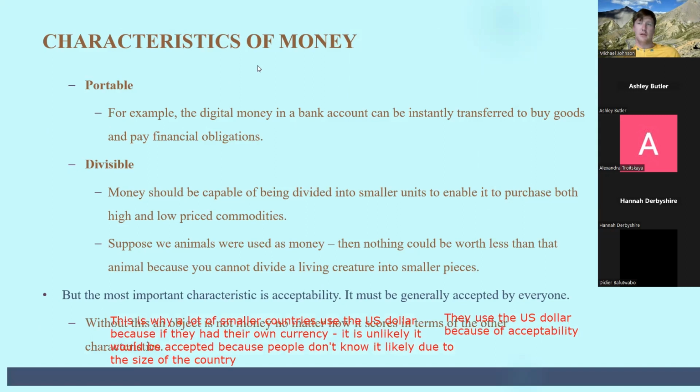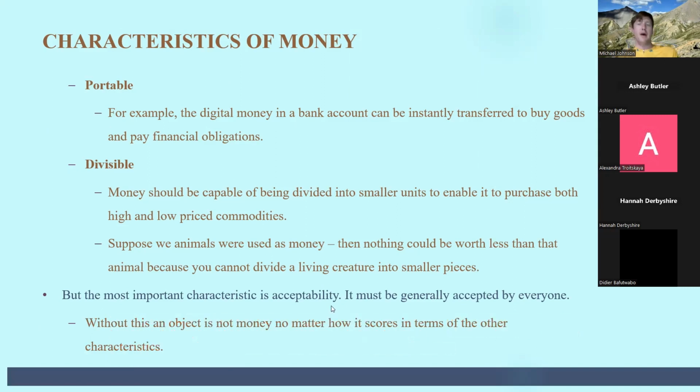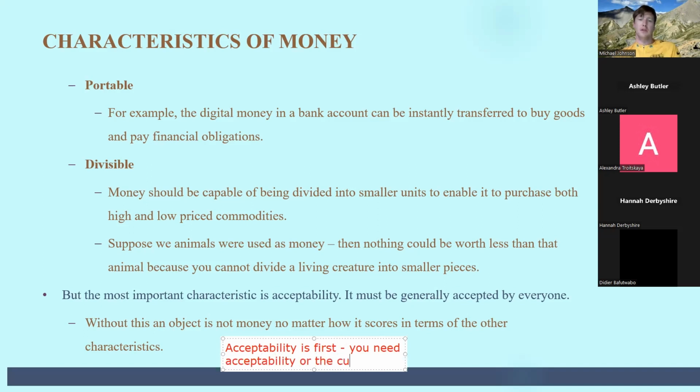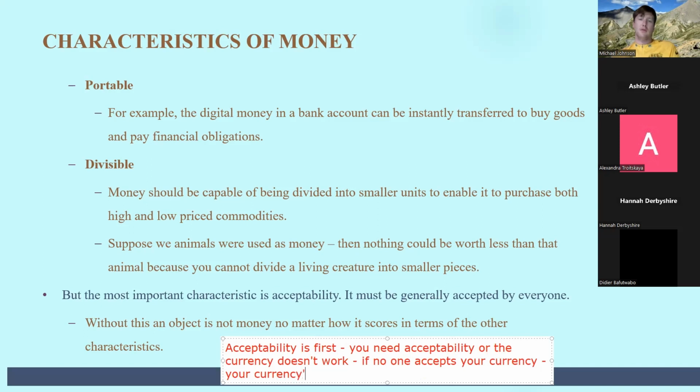And then without this, an object is not money, no matter how much it scores in terms of the other characteristics. So if the money is not acceptable, everything else doesn't matter. Acceptability comes first above all else. You need acceptability, or the currency doesn't work. If no one accepts your currency, it is basically worthless. So that's a big point here.